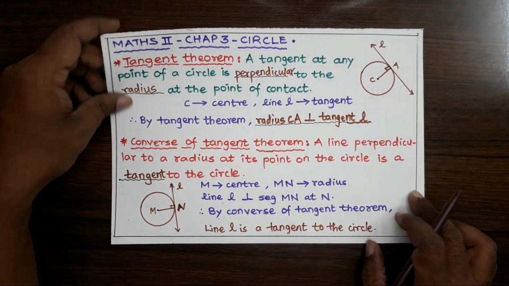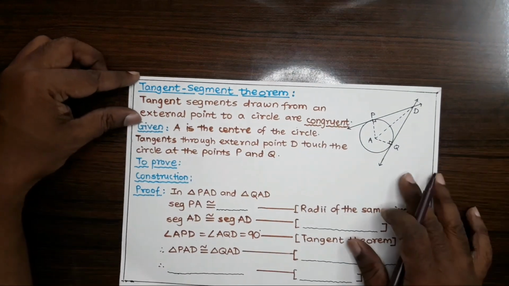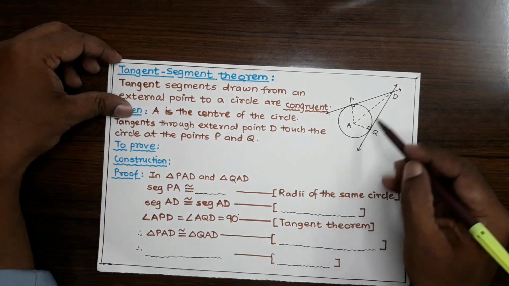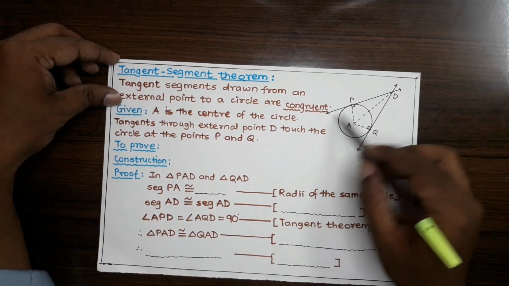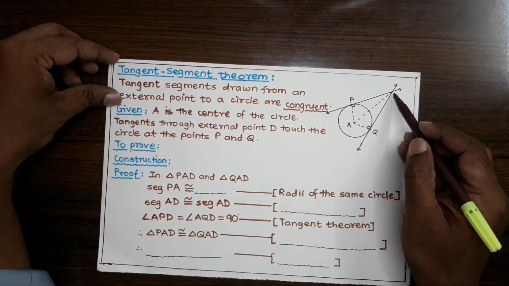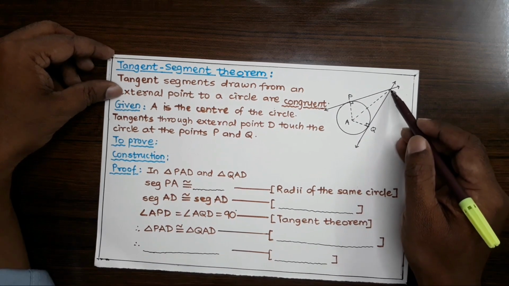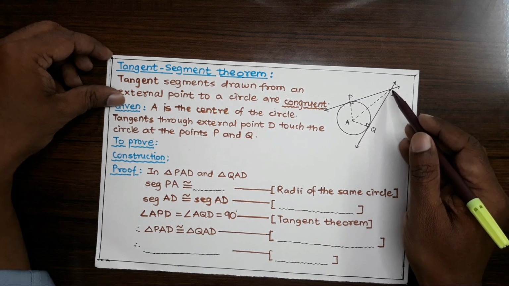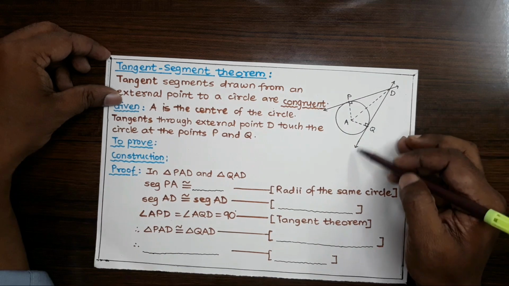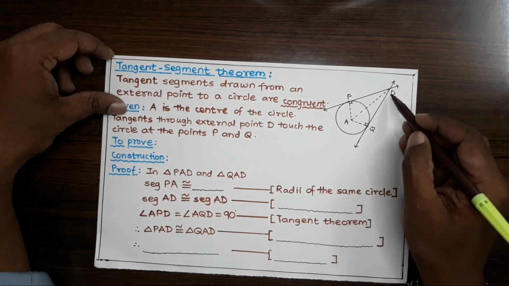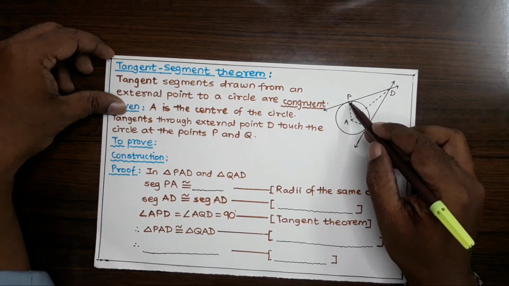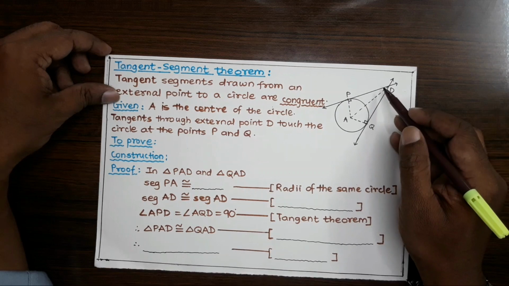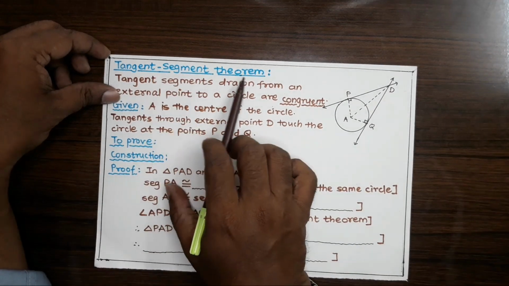Now let's see one more theorem, which is the tangent segment theorem. First of all, let's see what a tangent segment is. A tangent segment is a part of a tangent. If we have a point outside the circle, then we can draw two tangents from that external point to the circle. In this case, the segment from the point of contact to the external point is called a tangent segment.